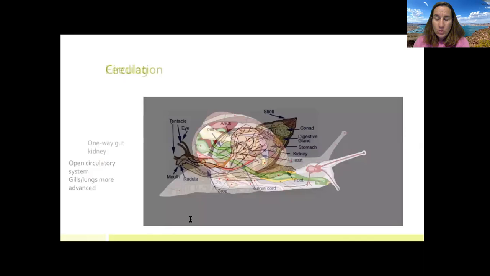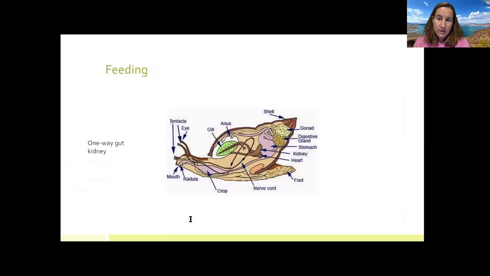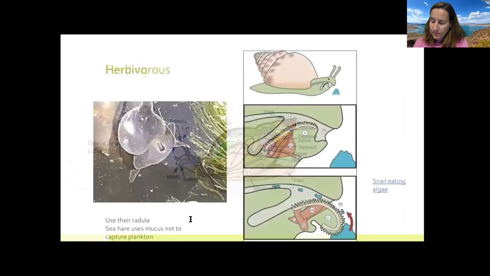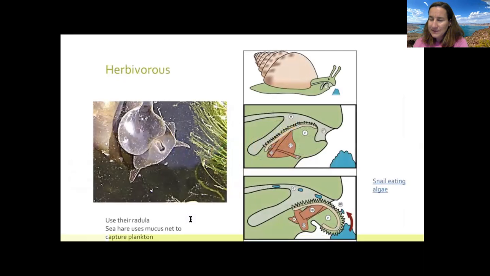Feeding. They are going to have a one-way system just like our bivalves did. It's going to have a mouth, go through the stomach, intestines, and waste is going to go out. So, one-way gut. When they feed, here is a better view of the mouth, and then this radula, this kind of razor-edged, serrated mouth part. When it comes down, it's like sandpaper. It looks like a cat's tongue, if anybody has cats at home.